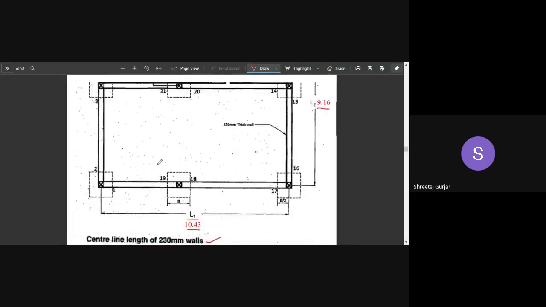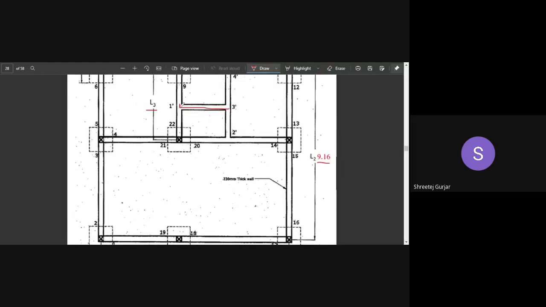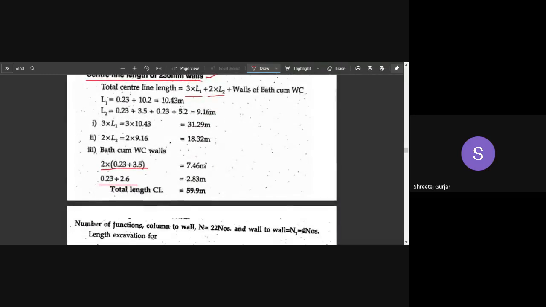And then this individual wall also: this is half of the wall thickness here, plus the distance, plus half of my wall thickness over here. So adding all of this, you get a total center line length as 59.9. So total center line length is represented as CL, center line, total center line length, CL.